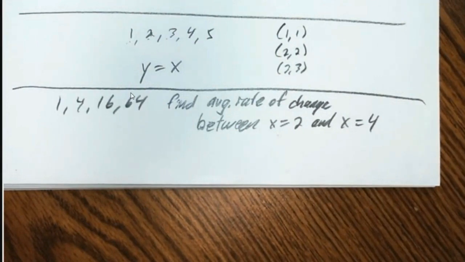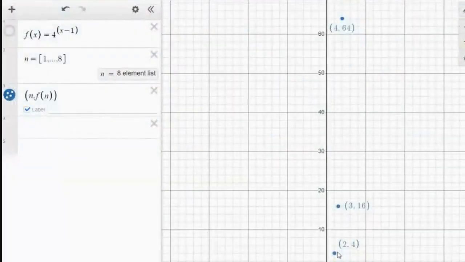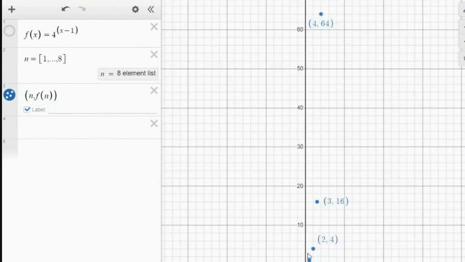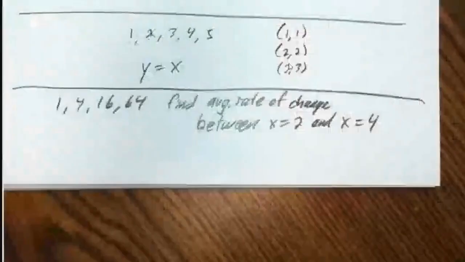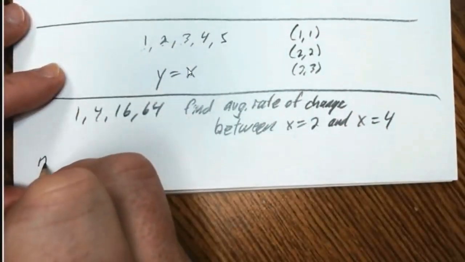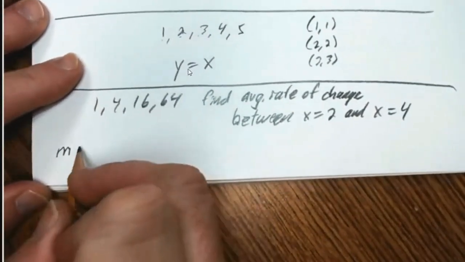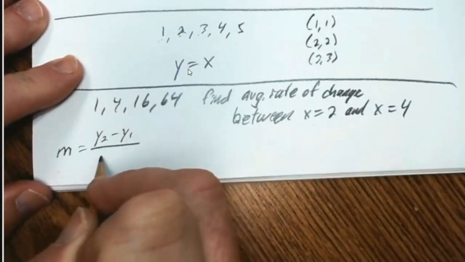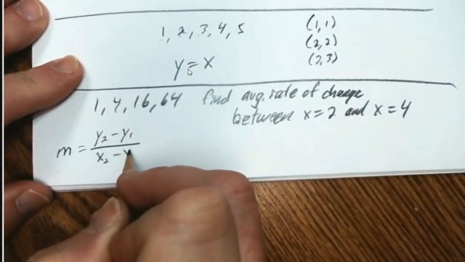Okay, so what's that asking for? It's just asking for the slope between the second point and the fourth point. If we looked at it in a graph, it wants to know the slope between (2, 4) and (4, 64). If we connected those two points with a straight line, what would the slope be? So we have a formula for that. It goes way back to Algebra 1. Our slope formula, where you subtract the two y values and divide by the subtraction of the two x values.